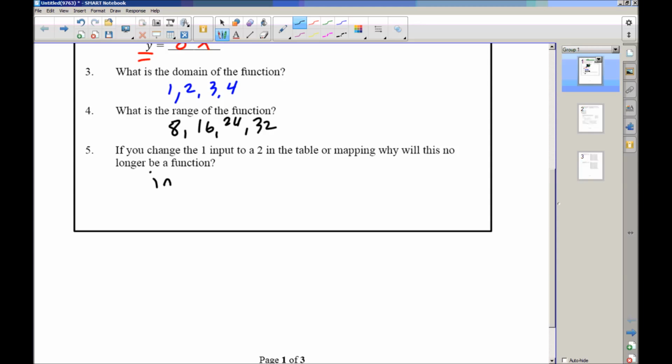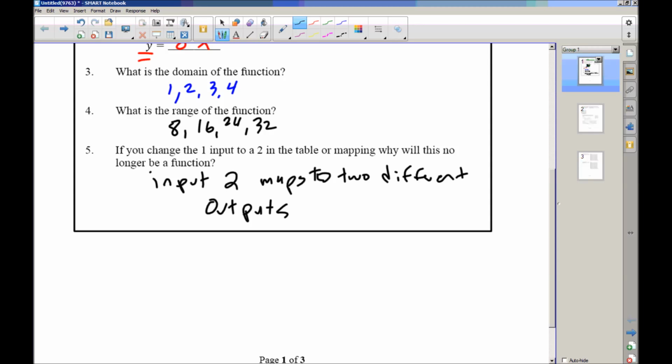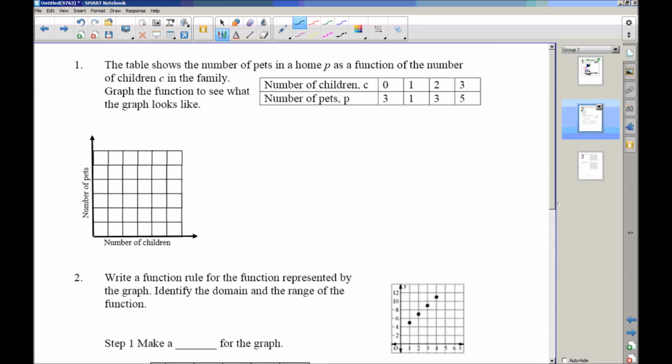So now I would say something like this. Input 2 maps to 2 different outputs. And that's not allowed. Okay? All right, so our new stuff for today.